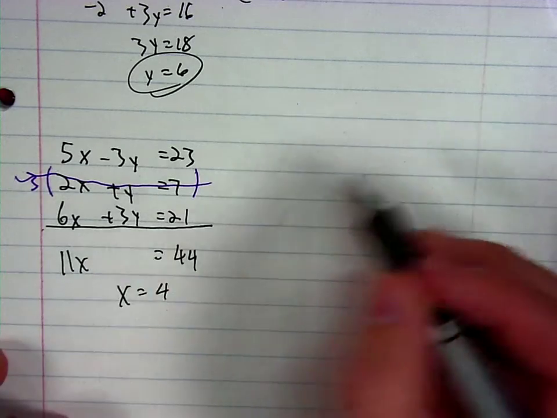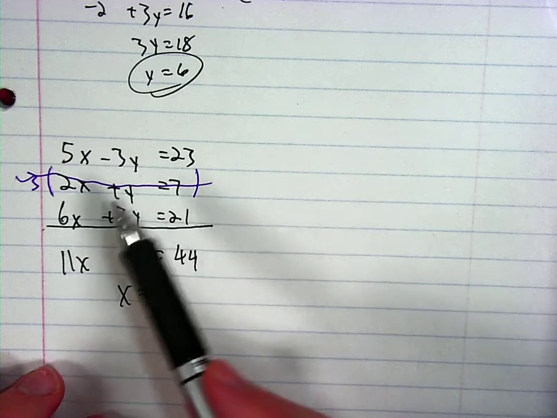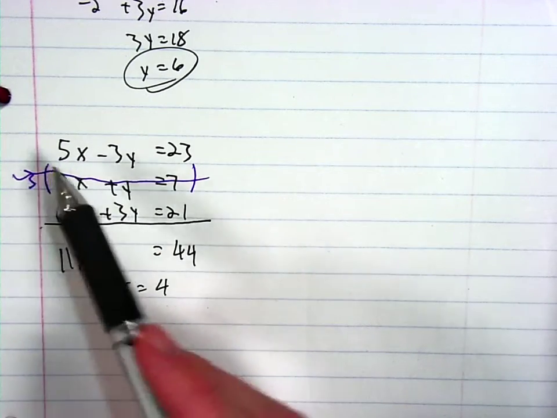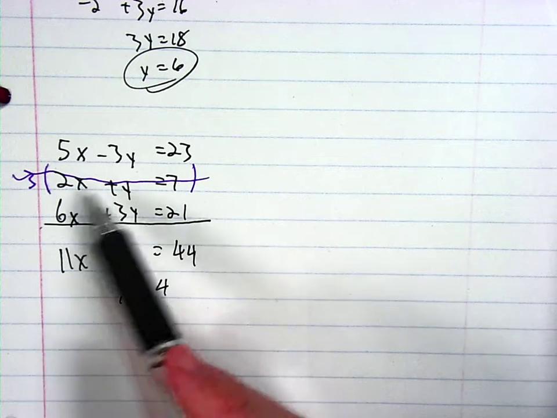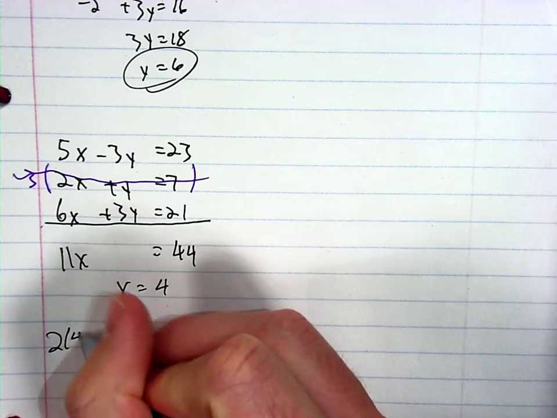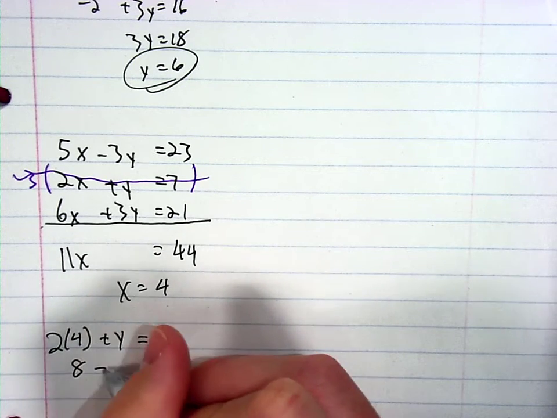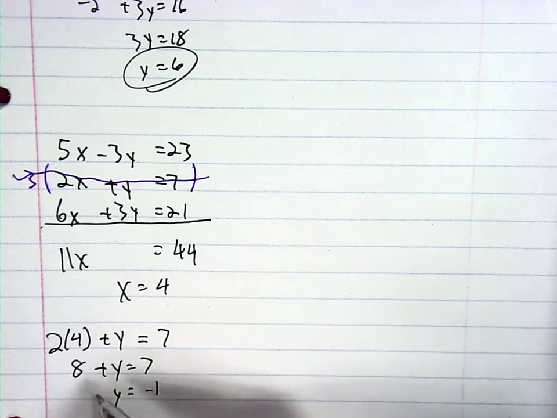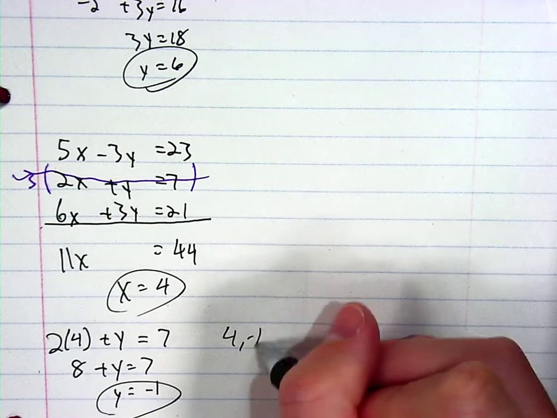Okay, put that back into either one, and you can even use the one that you crossed out. I just crossed that out so that when I add down, I don't do 5 plus 2 plus 6. I know just to do the 5 and the 6. But when it comes time to substitute back in, you can use that one. In fact, let's do that. 2 times 4 plus y equals 7. And we should get negative 1. Subtract that 8 over. 4, comma, negative 1.